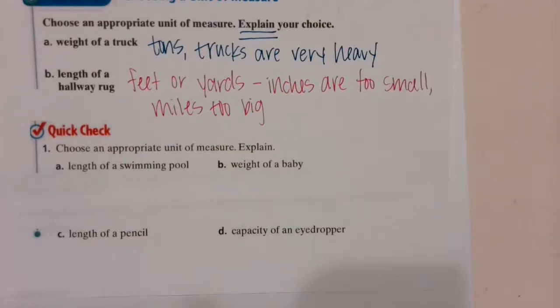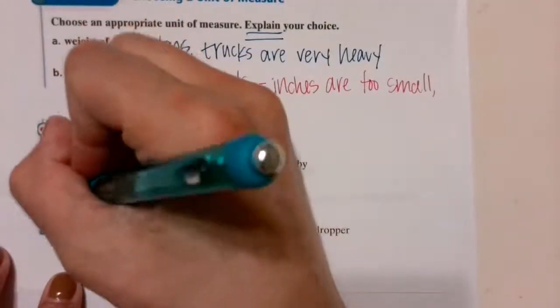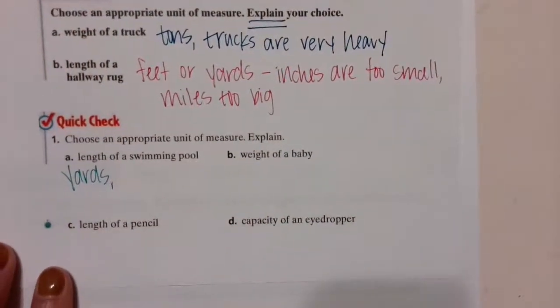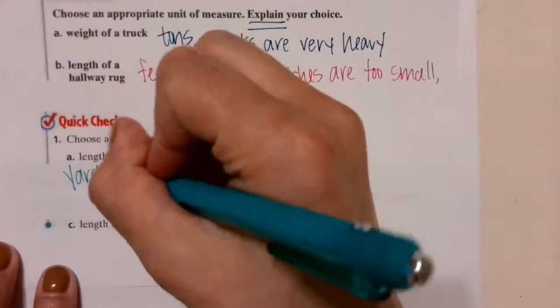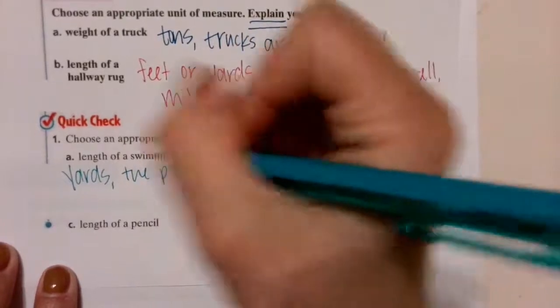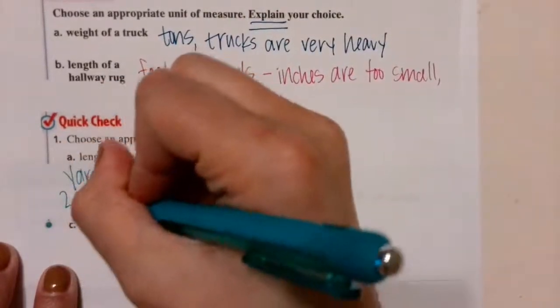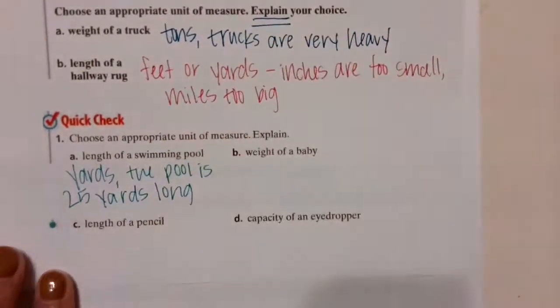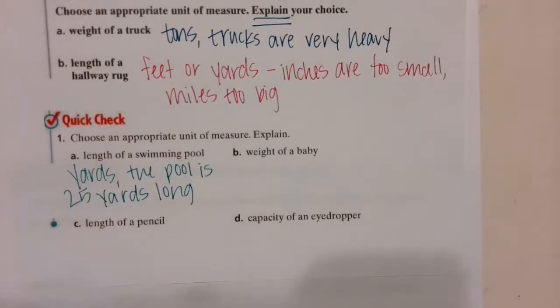Okay, so for the length of a swimming pool, I would say yards. The school swimming pool that we have here at Middle School East is 25 yards. Not quite sure how long it is the other direction, but in most of our swim races, one length is 25, so 50 yards would be like down and back from the pool.